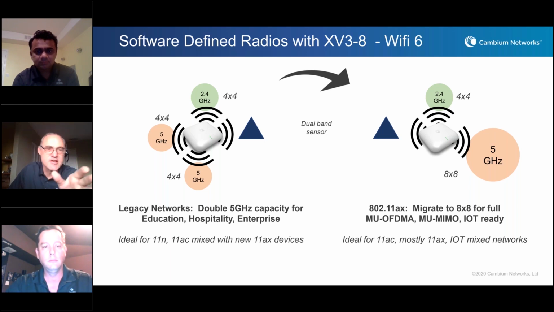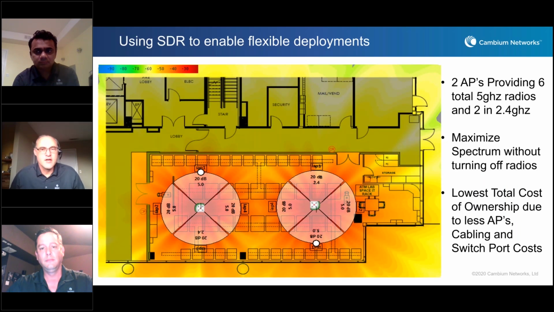Well, it's all 11AX, even with the dual radio mode, it's still 11AX. But now as we go forward, we can migrate to the full 8x8 mode and let the access point do all the things that 11AX is known for and all the things that it promises to do. So how hard is this to work with? Let's take a look at some of the tools that we have.